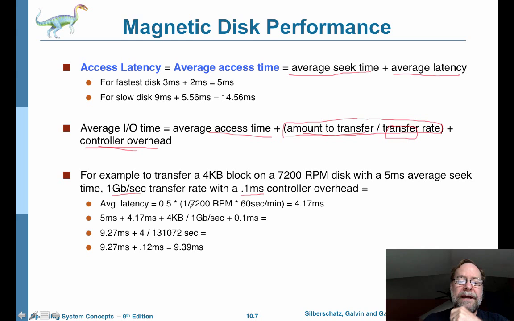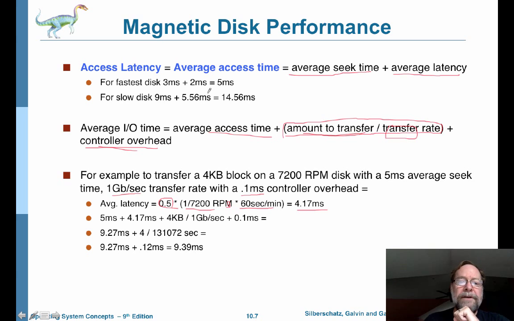Well, then you're going to take the speed of the hard drive, 7,200 RPM, take the reciprocal of that, multiply it times 60 seconds per minute, because you want to get rid of the minutes and get to seconds. And then you want to take the average of that, take 1/2 of that, and that's going to give you 4.166 repeating milliseconds. So on average, you're going to have to wait about 4 milliseconds for the drive to rotate around to get to the data you want.